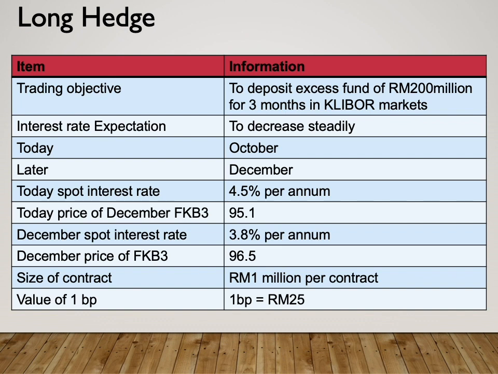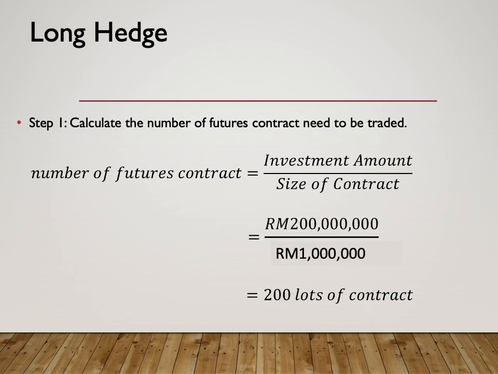For FKB3, size of contract is 1 million per contract. Okay, this is based on the contract specification, and value of 1 basis point is 25 ringgit per 1 basis point. So these two things you need to remember because it is stated in the contract specification of FKB3. Okay, so how to solve this hedging case? Okay, we know that we're going to use long hedge strategy. So for hedging strategy, we have 7 steps.